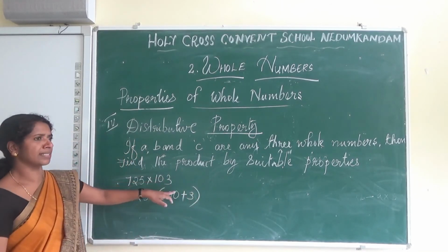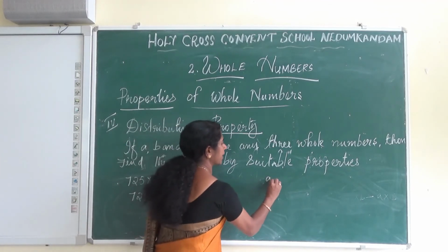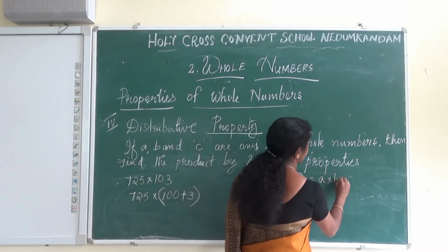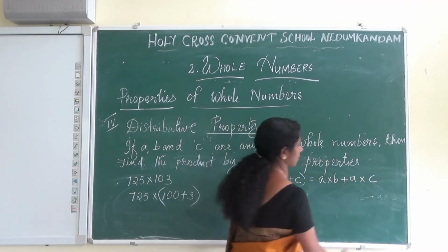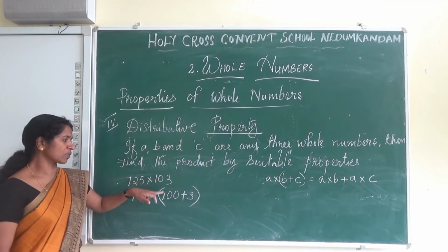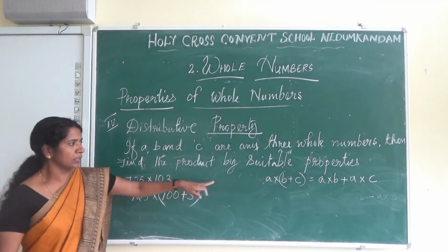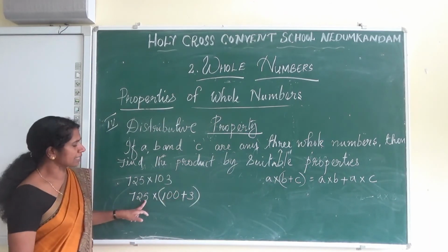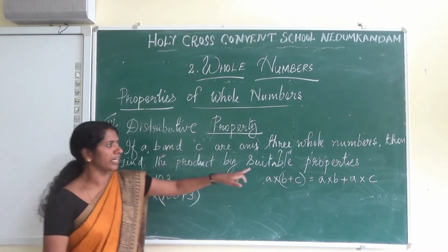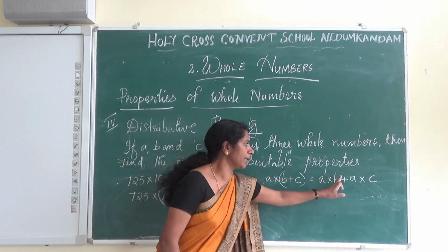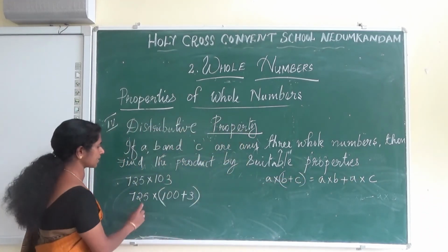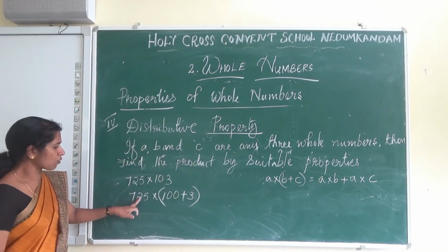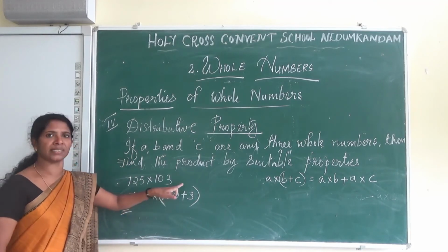Now, the question is in the left side form. Left side form is A into (B plus C) is equal to A into B plus A into C. Here, A into (B plus C). If the question is in A into (B plus C) form, we need to convert it into A into B plus A into C. How to convert? Multiply the outside number with each of the numbers inside the bracket.